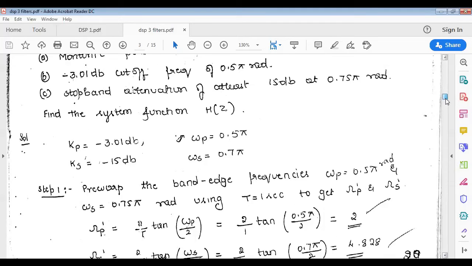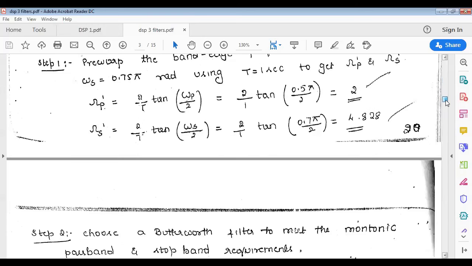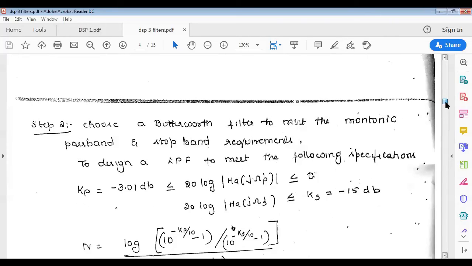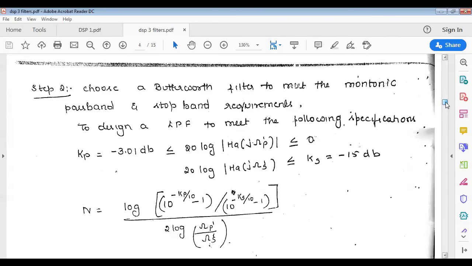So for designing a Butterworth filter, we know the simple formula to calculate the order of the filter: n is given by log of the square root of (10 raised to the power of minus kp by 10, minus 1) divided by (10 raised to the power of minus ks by 10, minus 1), the entire thing divided by 2 log of omega p by omega s.